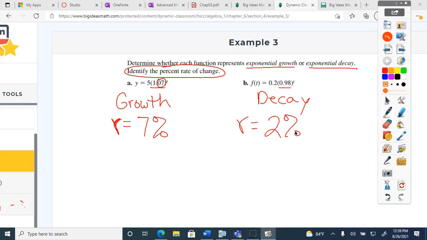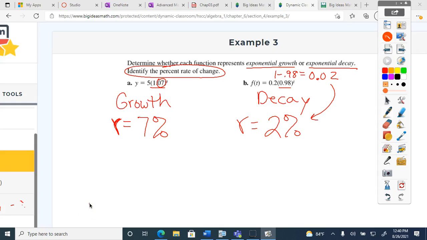2%. Okay? Because how did I do that? I said 1 minus 0.98, and I got 0.02. And you change your decimal to a percent. Easy enough? Okay?